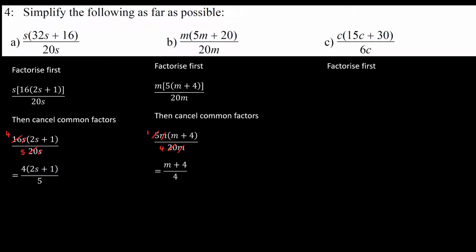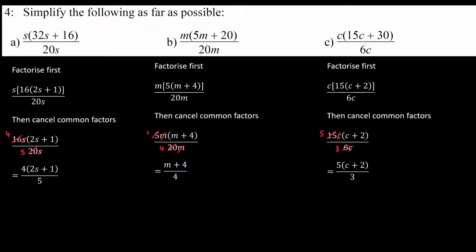Okay, so here again, we're going to take out the common factor that they didn't take, which was 15. And then we have 15c out the front of c plus 2 over 6c. So we can cancel out a 3c. So 5 3s are 15 and 2 3s are 6. And we cancel the c's out. So we end up with 5c plus 2 over 2.